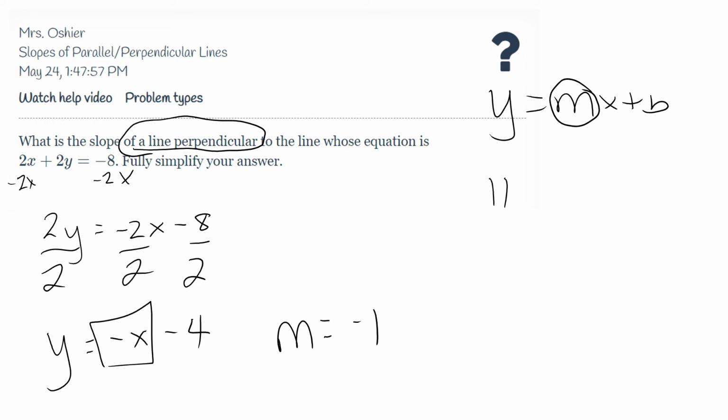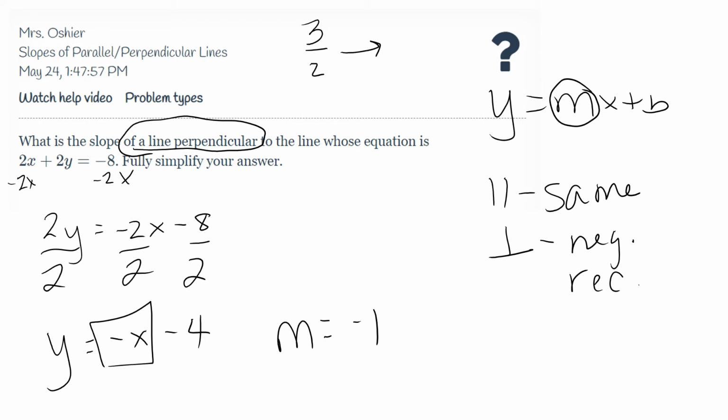Here's where you need to remember that parallel lines have the same slope. Perpendicular lines have a negative reciprocal slope. So what that means is if they had asked for parallel, I would just write the same number, negative 1. For a negative reciprocal slope, let's say for an example, I have 3 over 2. The negative reciprocal means to change the sign and flip the numbers.